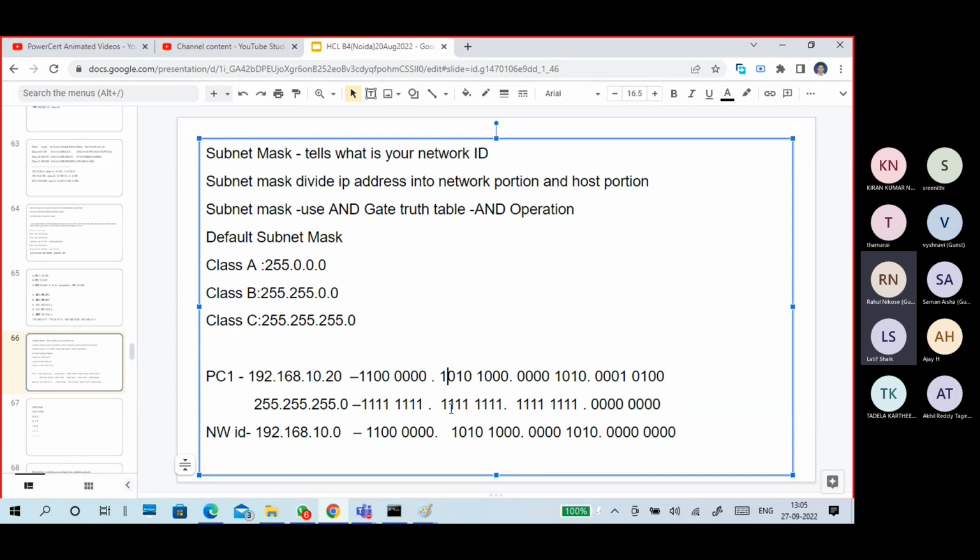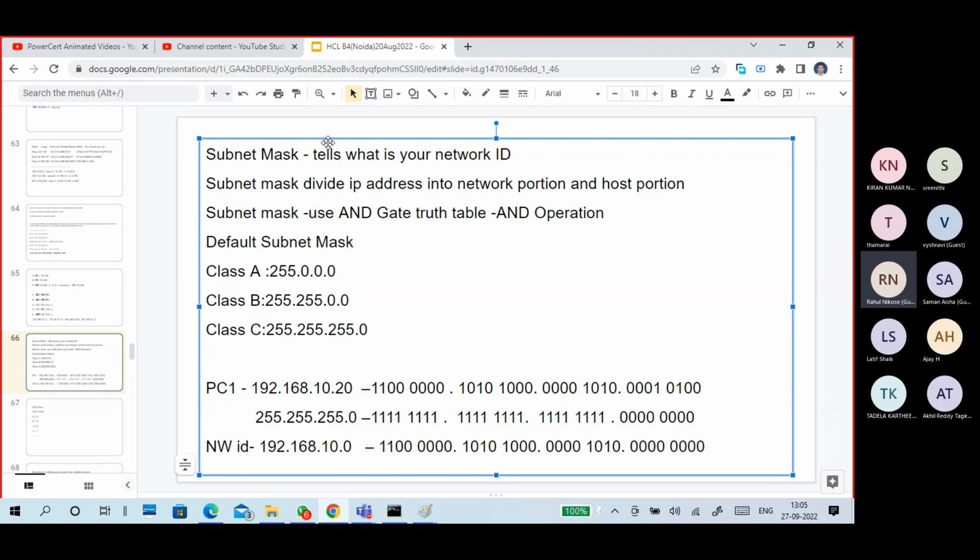See here, 1 1, again 1 0, 1 0, 1 1, 1 0 1, like this it is. Okay, here it is the same. So we'll get this one. This is my network ID. So once we get the output in binary, again we have to translate it into decimal format.